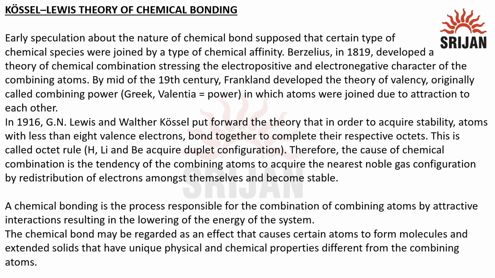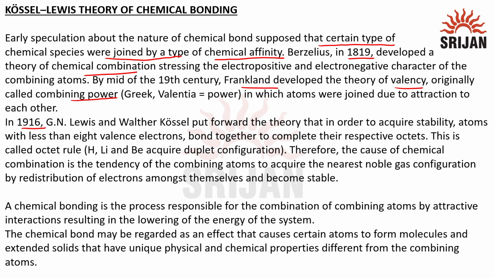According to this theory, early speculations about the nature of the chemical bond supposed that certain types of chemical species were joined by a type of chemical affinity between them. Berzelius in 1819 developed a theory of chemical combination stressing the electropositive and electronegative nature of the elements. In the 19th century, Frankland developed the theory of valency, originally called the combining power, in which atoms were joined due to attraction to each other.